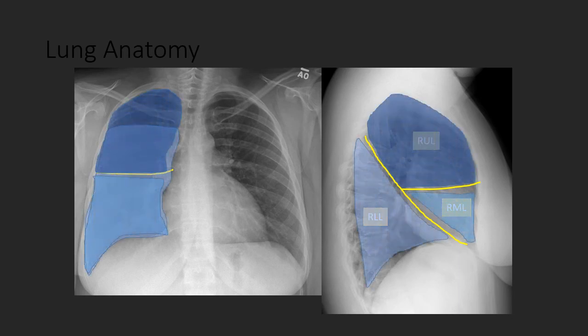Now when we put these all together, on the lateral view they obviously don't overlap, but on the frontal view you can see that there's a decent amount of overlap. And this is important when trying to localize an abnormality.